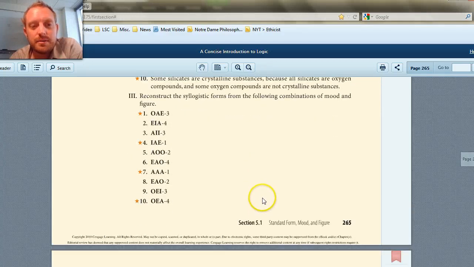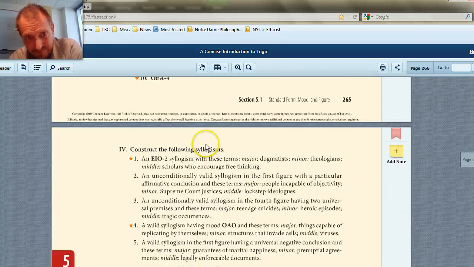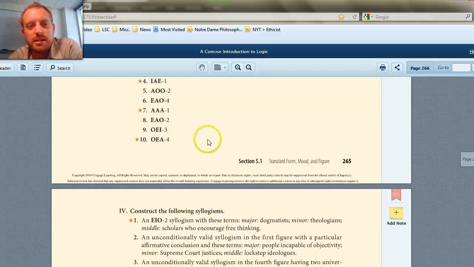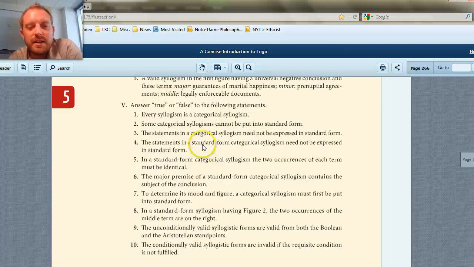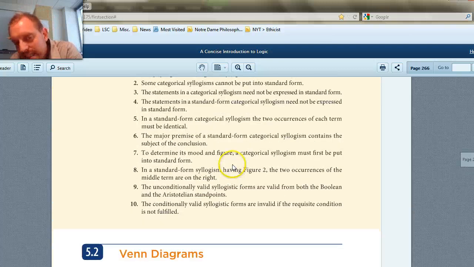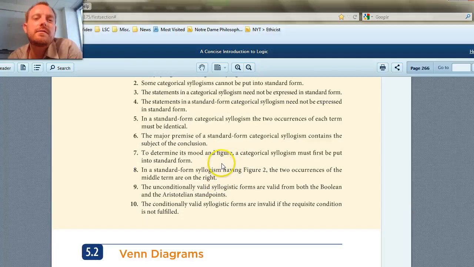Now, what do they ask you to do in section 3? They want you to actually reconstruct the arguments like this using the form, not using the figure and the mood. And then here, they want you to construct the following syllogisms, and they tell you what the form is, and then they give you the terms, and once you know the terms, you should be able to put them into this figure. Okay? And then answer some true-false questions. Pretty simple, okay? So that's what 5.1 is about.